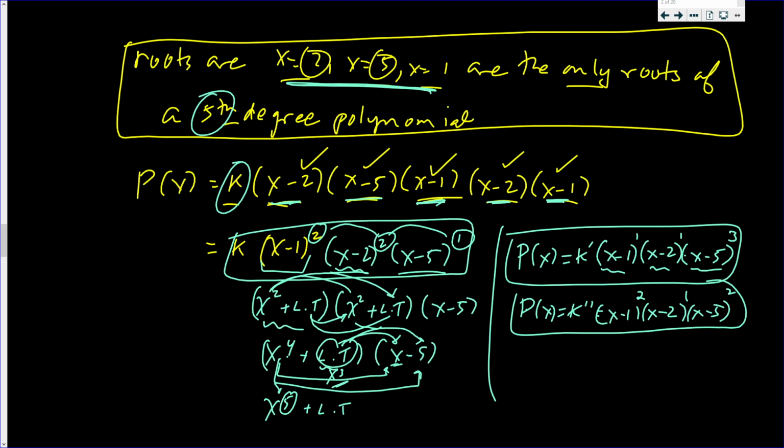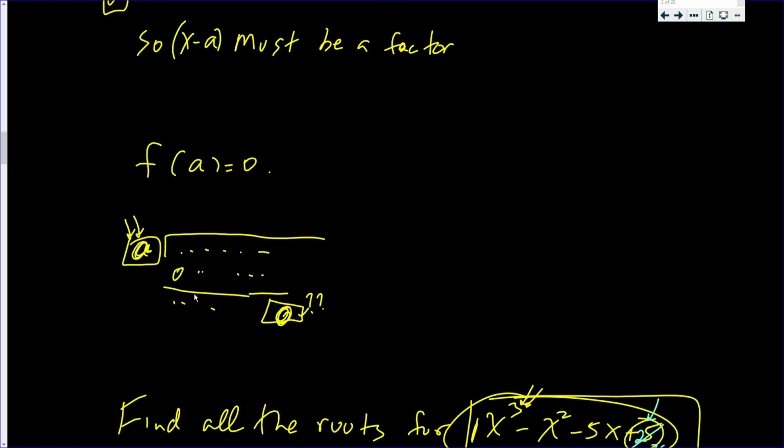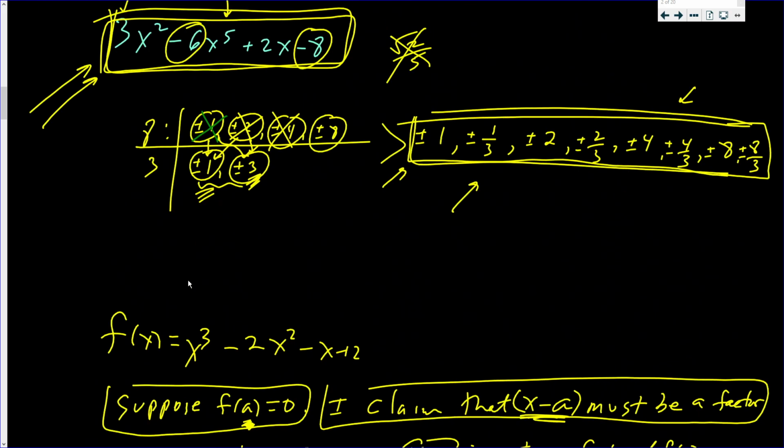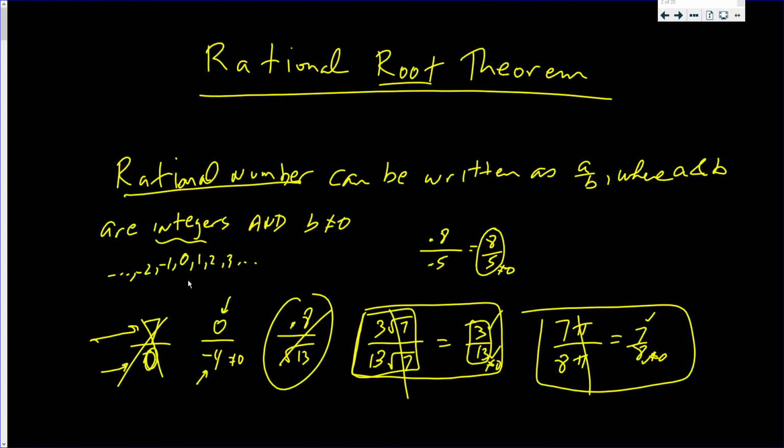This completes the section on rational roots. Basically, finding all possible rational roots. The rational root theorem.